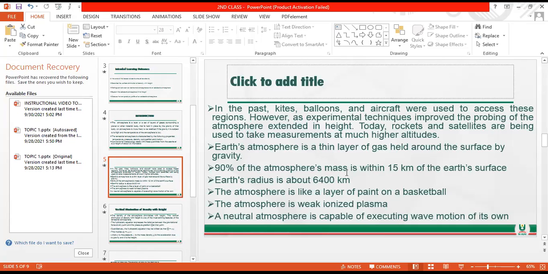So I said you can make use of rockets and satellites now in real time. In fact, you can view the atmosphere in real time by the placement of satellites in the orbit. Now, we say that Earth's atmosphere is a thin layer of gas held around the surface by gravity. So what is holding the atmosphere?